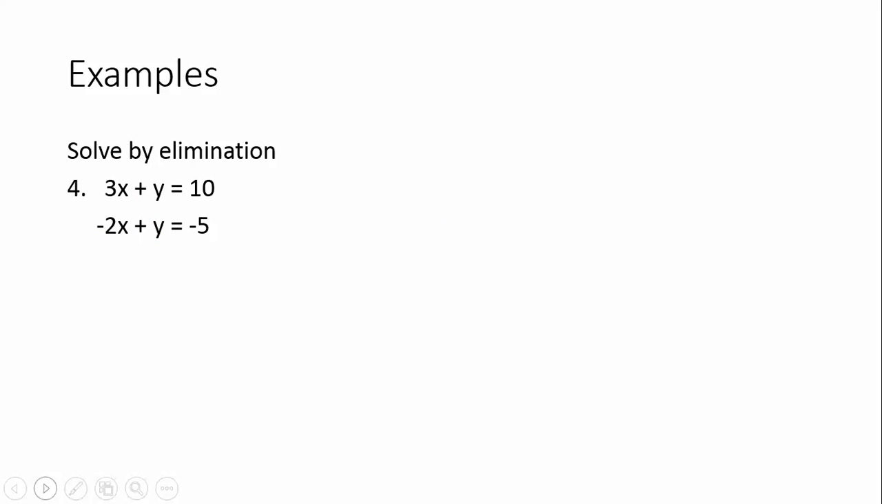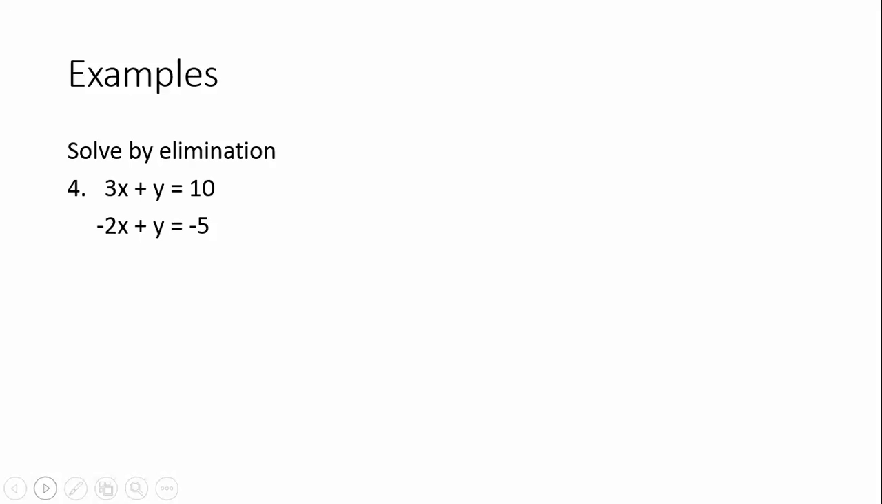Number 4, we have 3x plus y equals 10, and negative 2x plus y equals negative 5. Now remember, we're looking for the same coefficient but with opposite signs, and we actually don't have that on the x or the y. On the x we have a positive 3 and a negative 2, so we do have opposite signs, but we don't have the same number. And on the y's we have positive 1s. But we can actually correct this so that we can eliminate.